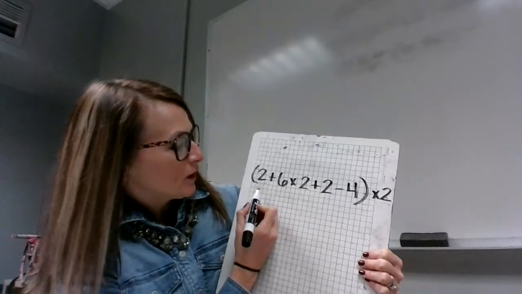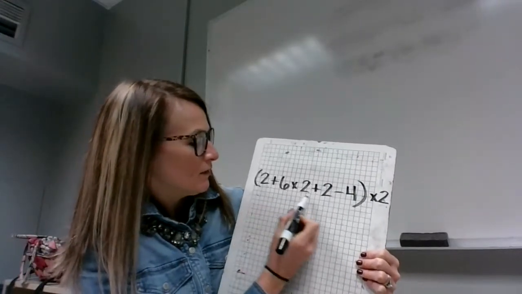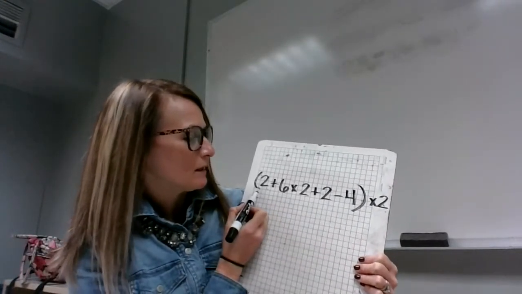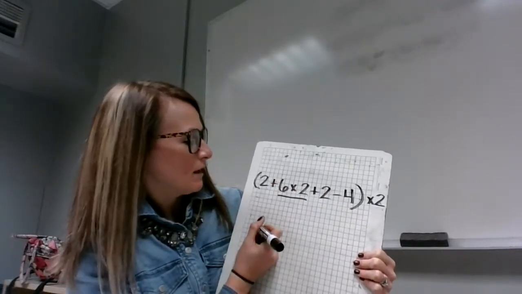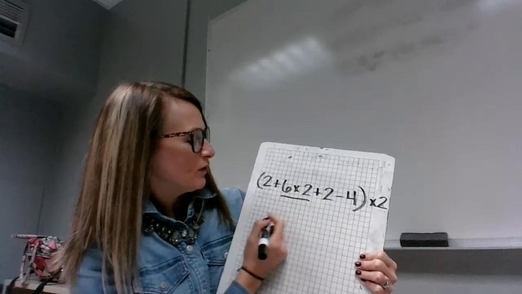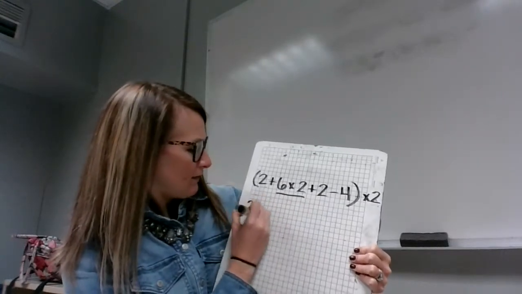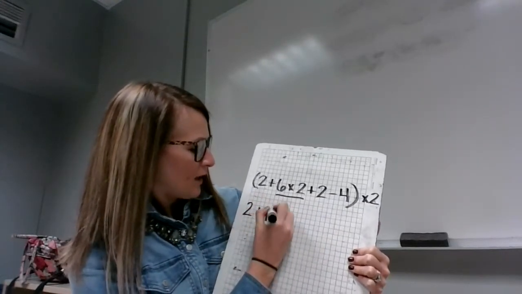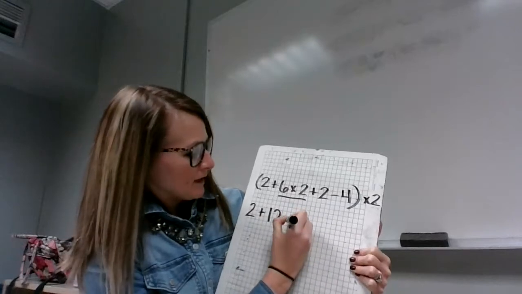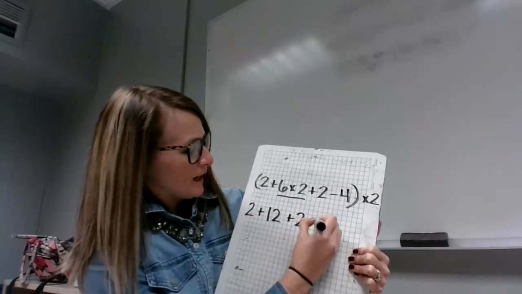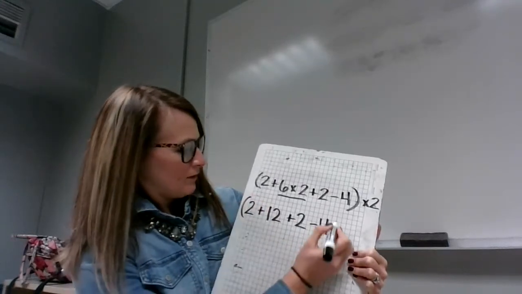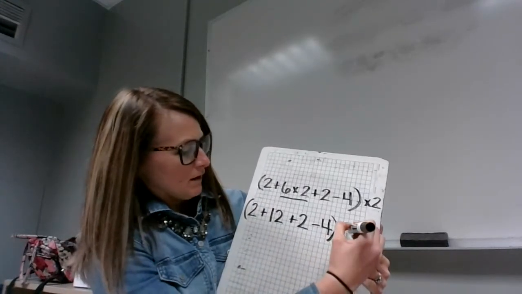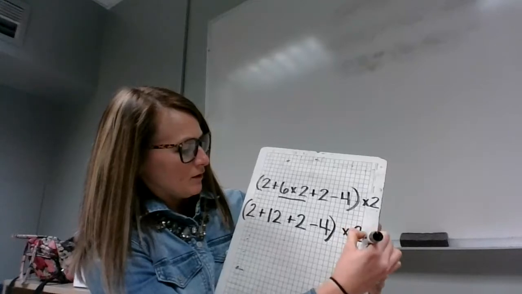So if I look at these parentheses, I need to first look and see if there's any multiplying and dividing within it. Okay, there is. I have a 6 times 2 right here. Okay, so 6 times 2 is 12. So I'm going to rewrite it. I have 2 plus 12 plus 2 minus 4. Okay, so I'm going to do the parentheses piece again, times 2.